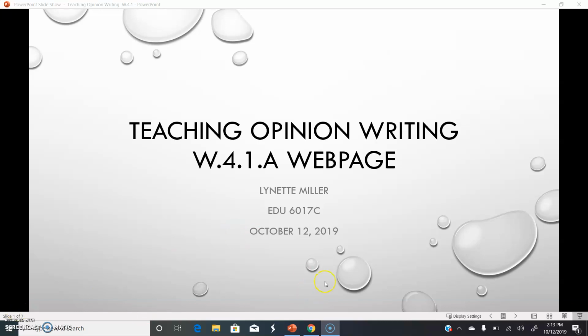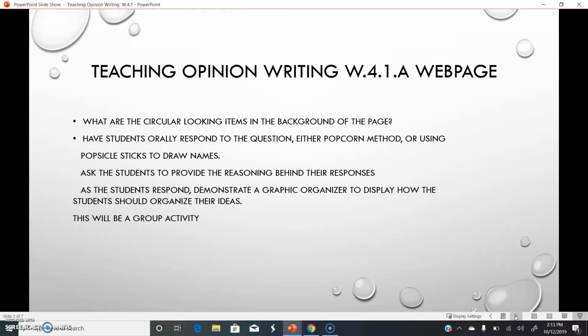In this lesson, we're teaching opinion writing. The first thing we did was discuss what the drops on this page may be. Some ideas were water droplets, among others. Our students responded orally, and then the reasoning behind it.